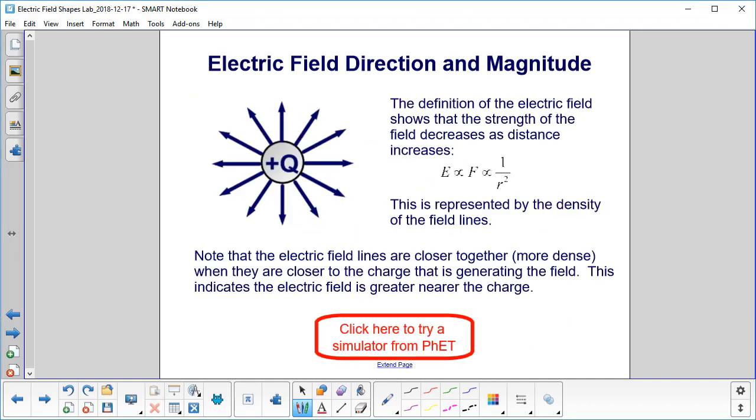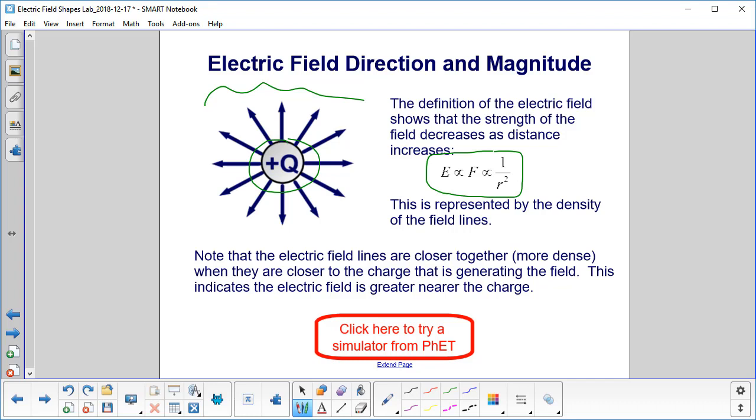We can also see something else from this little pictorial here. The strength of the electric field decreases as distance increases. We saw that from the formula, where the electric field is proportional to 1 over r squared. We represent that on the page here by the density of the field lines. The electric field lines are closer together in this area when they are closer to the charge that is generating the field. This indicates the electric field is greater near the charge.